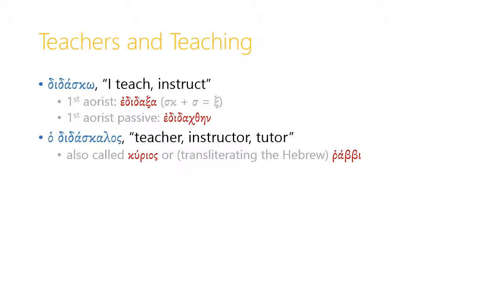ho kyrios mou. Or, in Hebrew-speaking contexts, sometimes we find in the New Testament the Hebrew term has just been transliterated into Greek letters, and we get rabbi. Now, in Hebrew, that just means the same thing as ho kyrios mou. Rav is a term of respect that means great one or master, and the iota ending at the end is a suffix that means mine. So in Hebrew, rabbi just means my master.